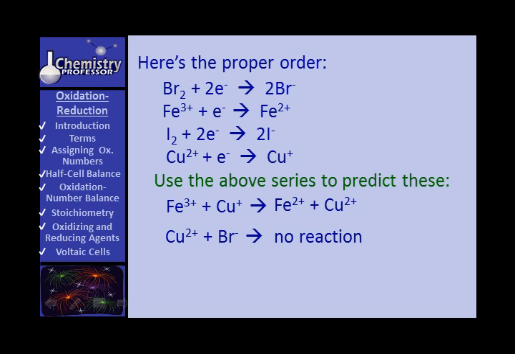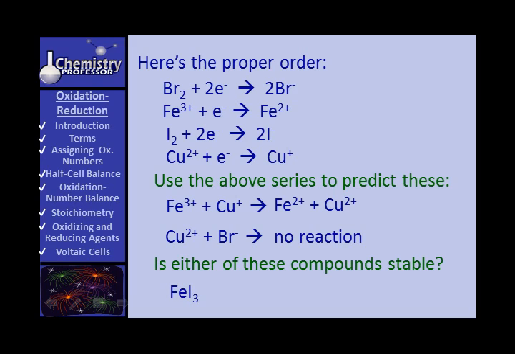As a final question to see if you understand kind of what's going on, is either of these two compounds stable? Ferric iodide or ferric bromide, is either one of those stable? Are both stable? Is neither stable? Look at your reduction potentials and see if you can figure it out. Remember, something will gain electrons and something will lose electrons. You may pause this if you want to think about it.